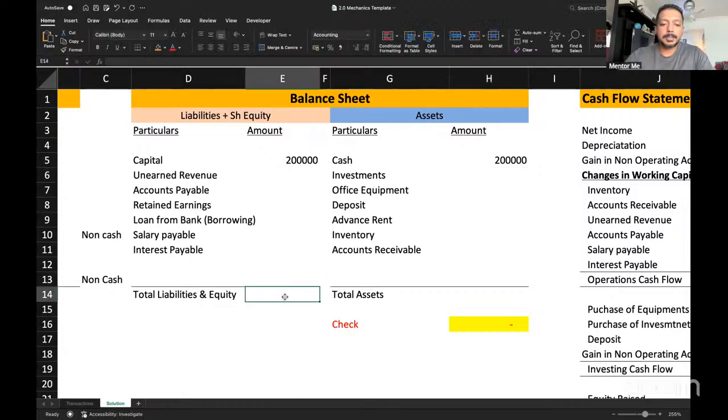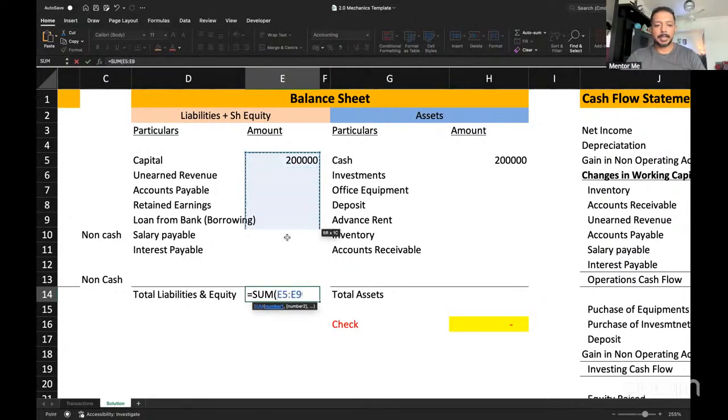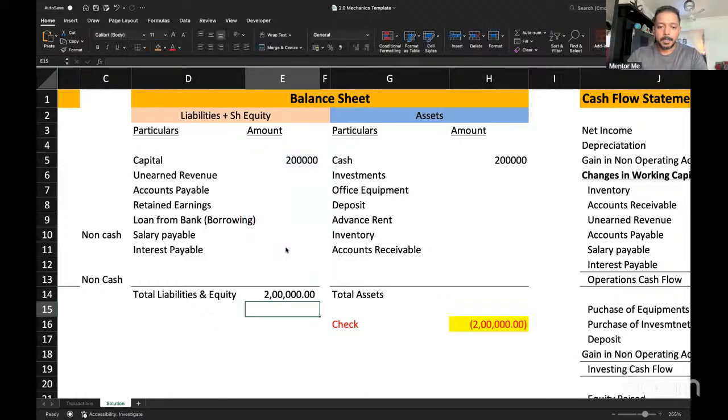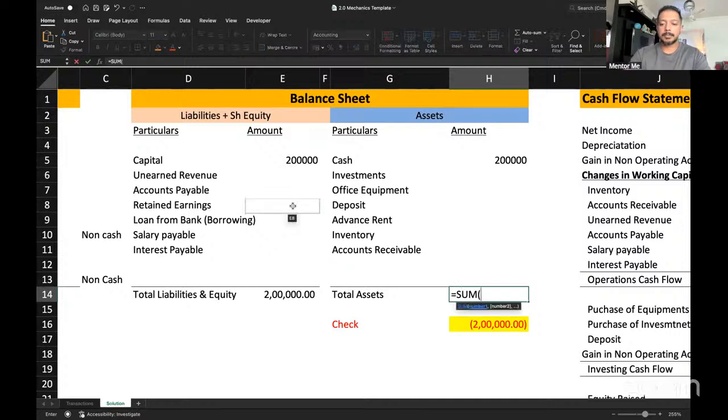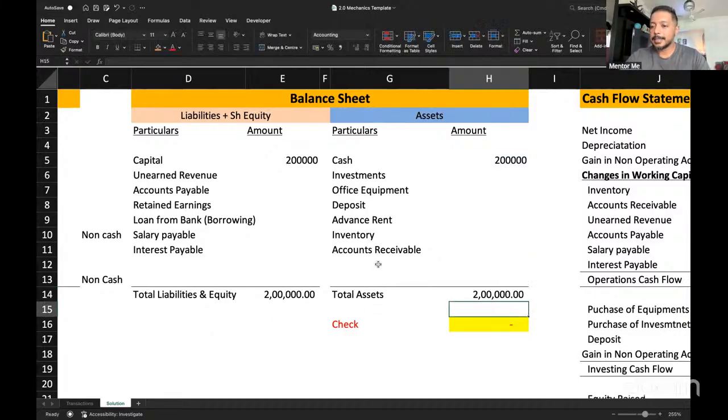And let's put a sum function here. If you're new to Excel, just use SUM is equal to, select this entire place and press enter, so that for every transaction we can check whether the balance sheet is tallying or not. Do the same thing on the asset side also: is equal to sum, and press enter. So you can see that the balance sheet tallies at the first transaction, right?